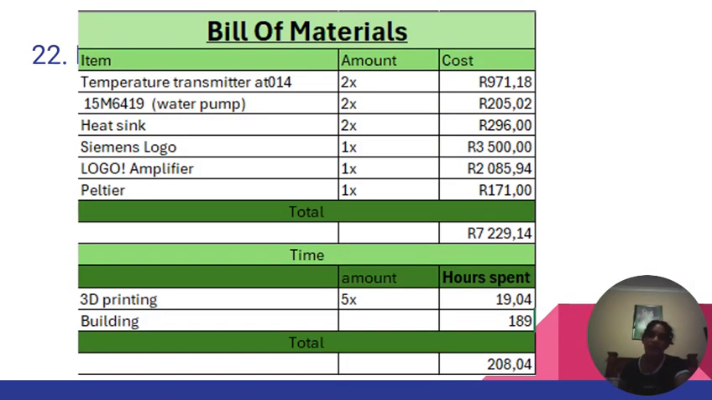So this is my bill of materials. As you can see, the total sum is 7,229 rand and 14 cents. And for my time spent, with 3D printing and building, altogether that would be 208 hours.